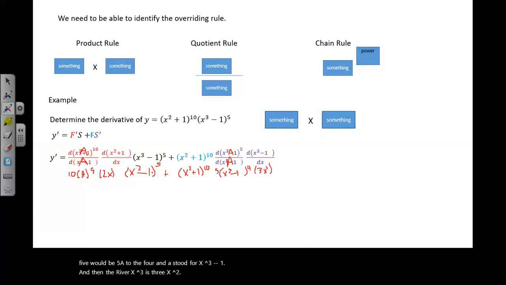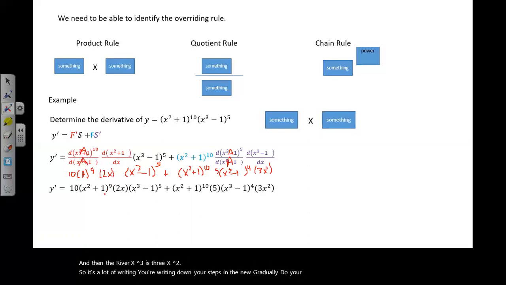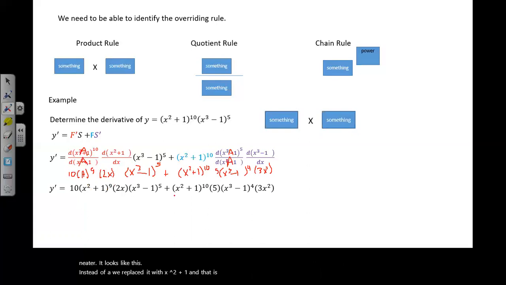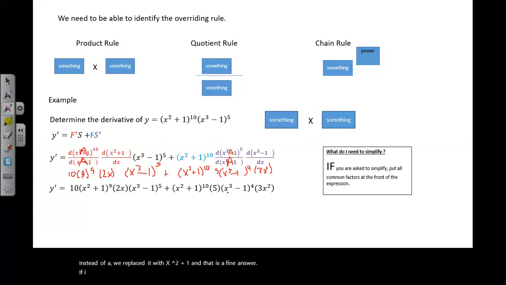So it's a lot of writing. You're writing down your steps and then you gradually do your steps. We want to see that a little bit neater. It looks like this. Instead of a, we replace it with x squared plus 1. And that is a fine answer if I don't ask you to simplify. So often tests and exams will say, don't touch it.